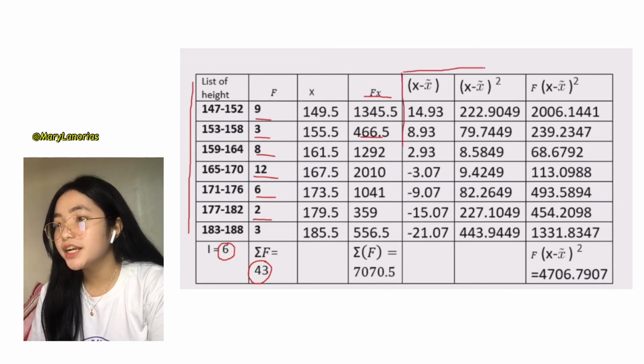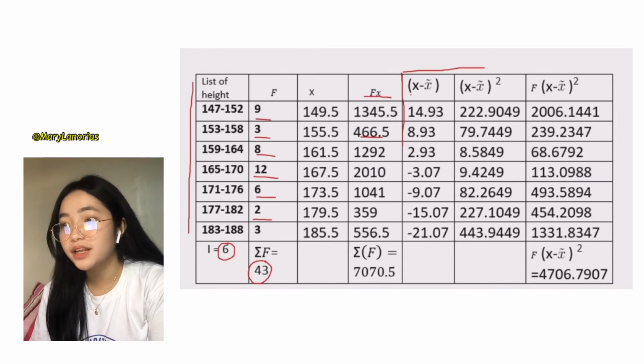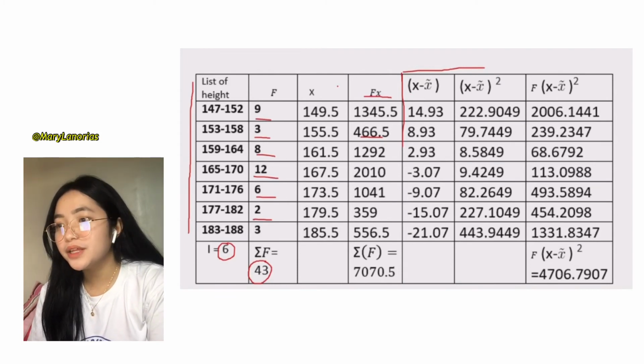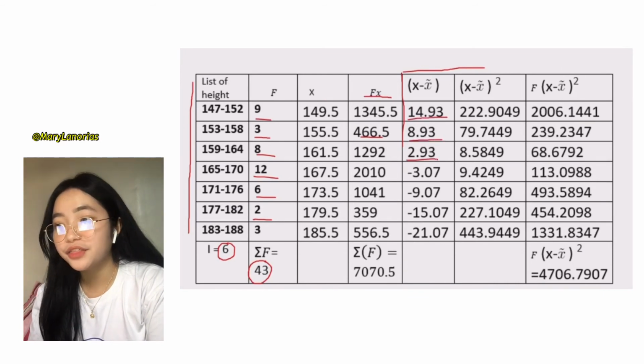And in here, we have 3 new columns, and this is the deviation of the mean. So how do we find this? This is the difference between the class mark and our sample mean. So we have 14.93, 8.93, 2.93, negative 3.07, and so on.